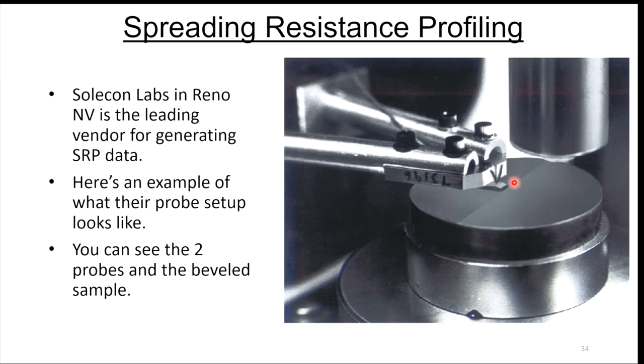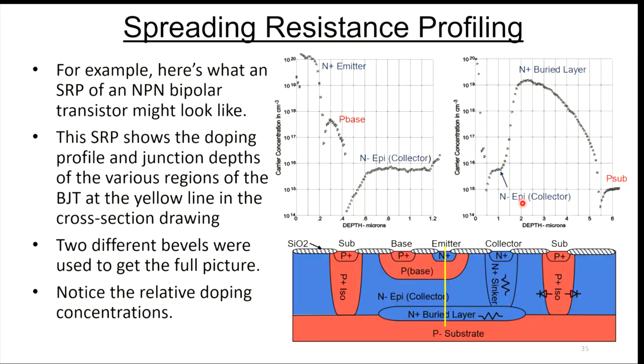You can see there's a little sample down here. It's been beveled at a very shallow taper. You can see the two probes here, and these manipulators are going to very carefully move down, taking resistance measurements as they go down the shallow bevel here. And this is what they give you, a plot similar to this. This is an example of what an SRP might look like.